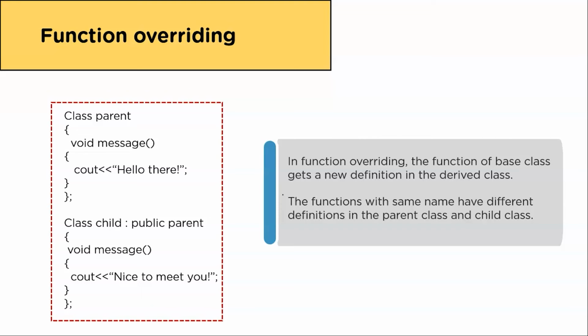As you can see in the example, void message function has a different definition in the parent class and in the child class. Both have the same name, but in parent class it is printing hello there, and in child class it is printing nice to meet you. By using the object of the base class or derived class, we can invoke the suitable function. So let's move on to our next topic, that is virtual function.